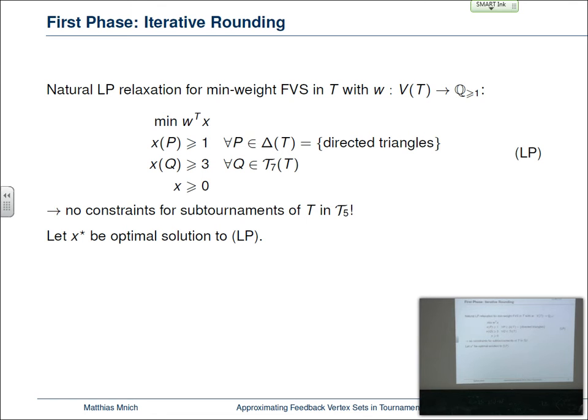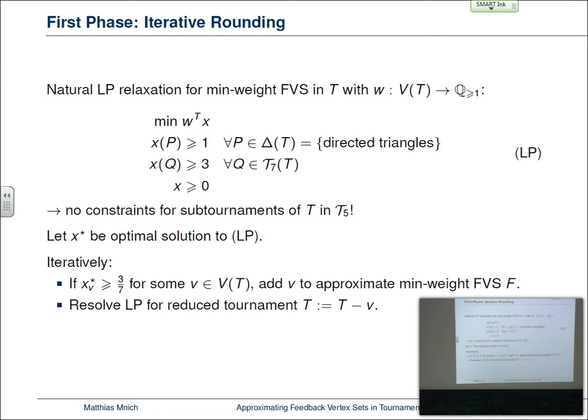And let's look at an optimal solution X star. So we know that if there's a T7, then because this Q consists of 7 variables, there must be at least one variable which has value at least 3/7. So if we find such a variable, we just include it in our approximate feedback vertex set, so we round it up to 1. And then we resolve the linear program for the reduced instance. And now in the remaining tournament, when we cannot find a variable with this value anymore, then this tournament has to be T7-free.